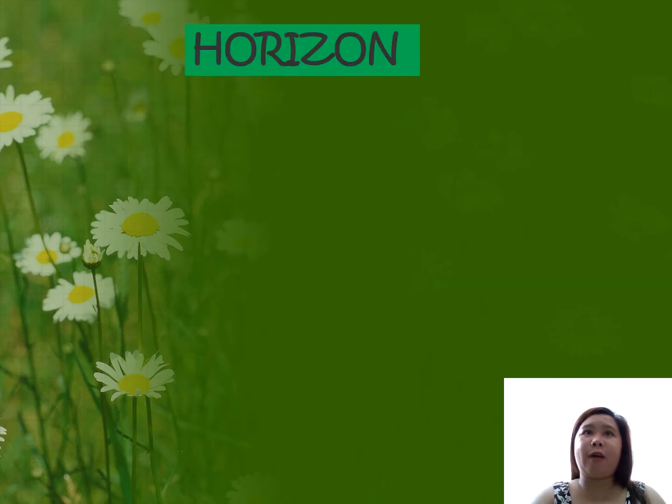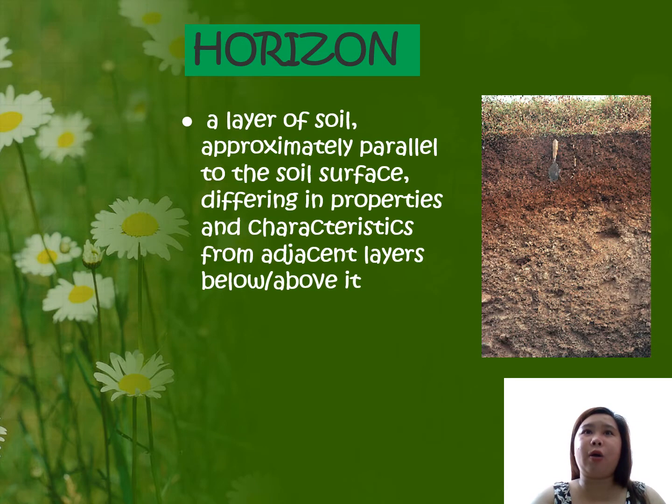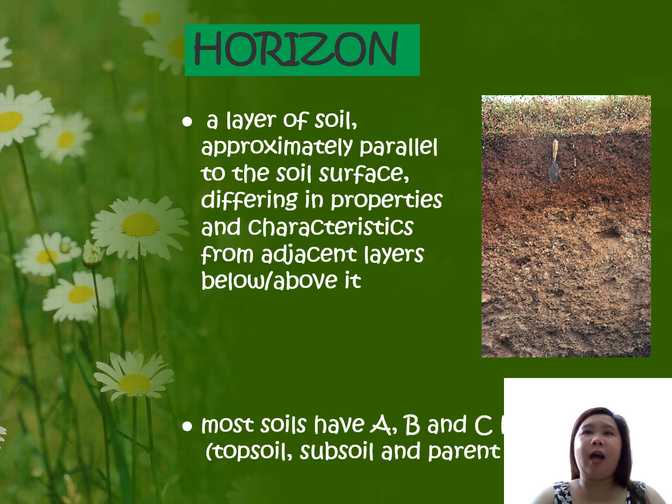In the soil profile, it has what we call the horizon. A horizon is a layer of soil approximately parallel to the soil surface, differing in properties and characteristics from adjacent layers below or above it. Most soils have A, B, and C horizons, or what we call the topsoil, the subsoil, and the parent material.